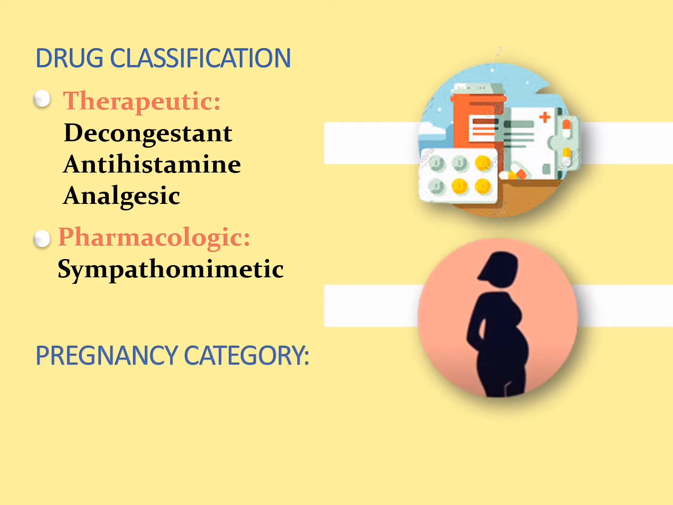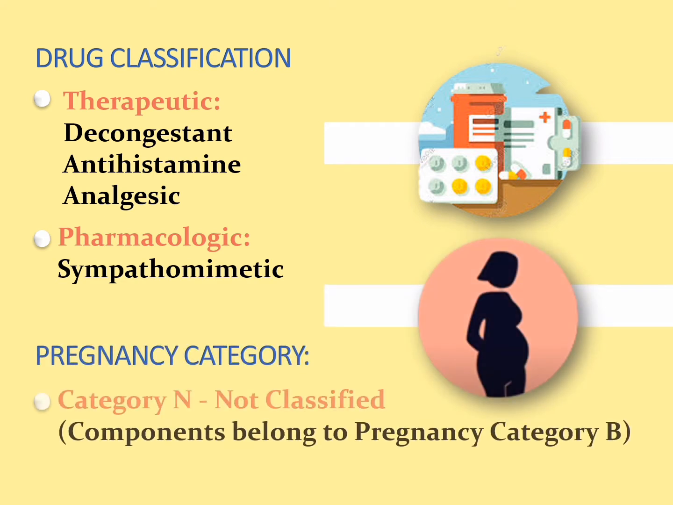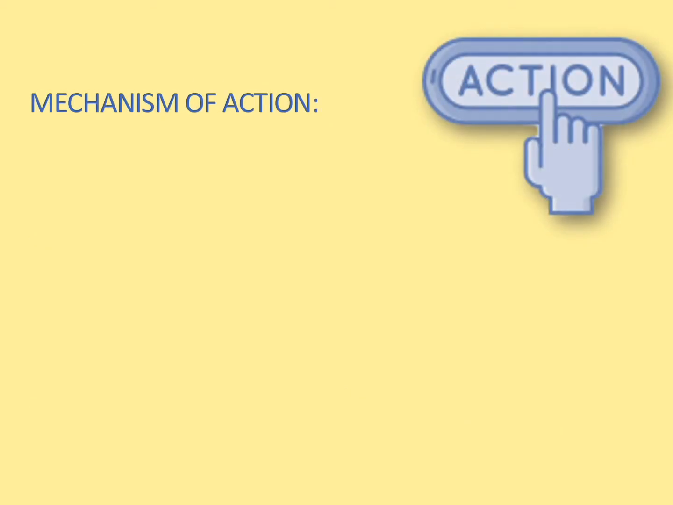Let us proceed to my pregnancy category. My pregnancy category is category N, or is not categorized. However, my components belong to pregnancy category B. Now let us move on to my mechanism of action.